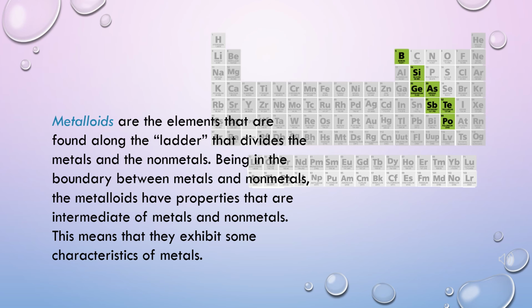So, bakit kaya yung mga metalloids ay nandyan? Why is it that they divide or located between metals and non-metals? Okay, it is because metalloids exhibit some properties or characteristics of metals as well as non-metals. So, meron silang property na the same as metals and also non-metals. Okay, that is why metalloids.